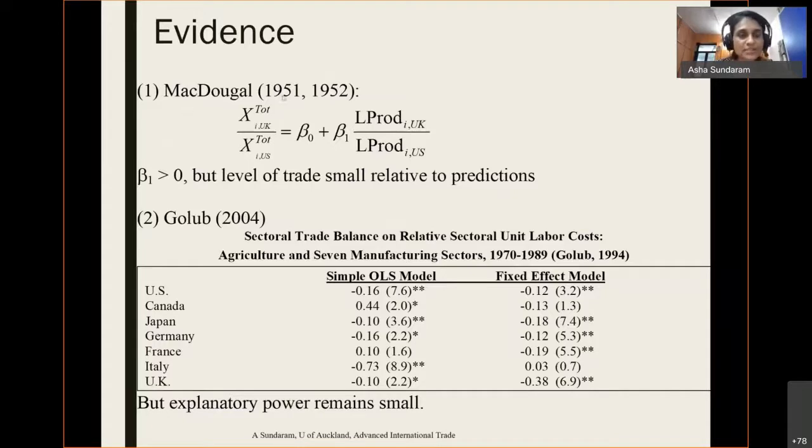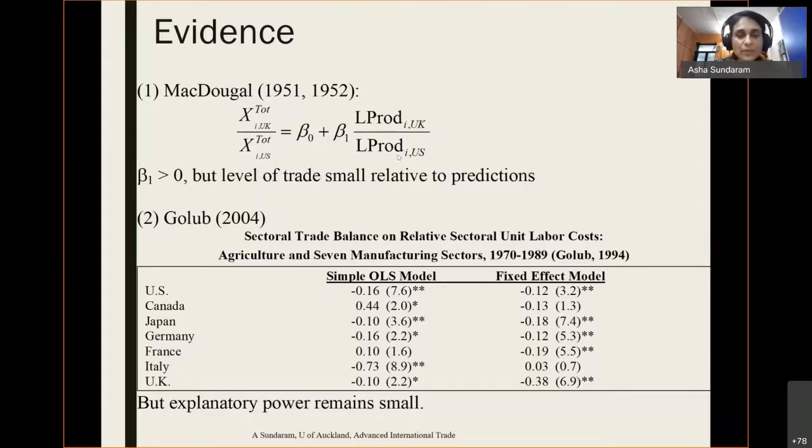So the way McDougall does this in 1951, 52 is just run a simple regression. So the regression here is just your relative exports between the UK and the US, right? And that is regressed on labor productivity in the UK relative to labor productivity in the US. So ratio of the two. So this is, remember, the A function that we talked about, the capital A, which is just the relative labor productivities. And so the hypothesis on this is beta one is greater than zero. So if the relative labor productivity goes up for the UK relative to the US, then that's going to increase exports of the UK relative to the US.